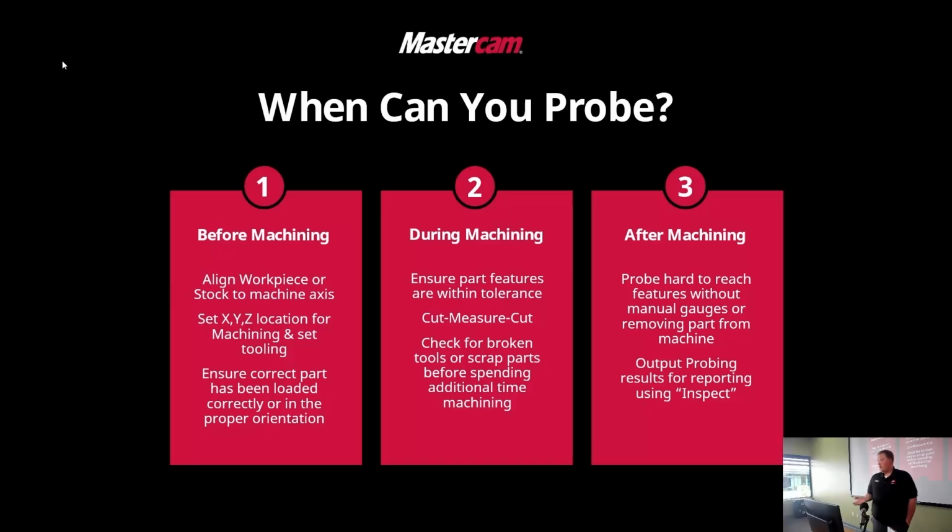You could then start incorporating probing during machining. That could be to check a feature, or do what we refer to as if-then conditions, which is a cut, measure, cut scenario, but also checking for broken tools before spending more time cutting the actual part. And finally, we could do post-machining, which is maybe if there's a hard-to-reach feature, we could check it within the machine without pulling the part out and putting it on a granite plate, whatever the case may be, along with getting live data or live results out from the machine using something like a DPRNT statement.